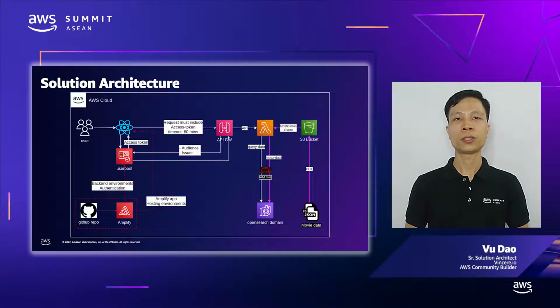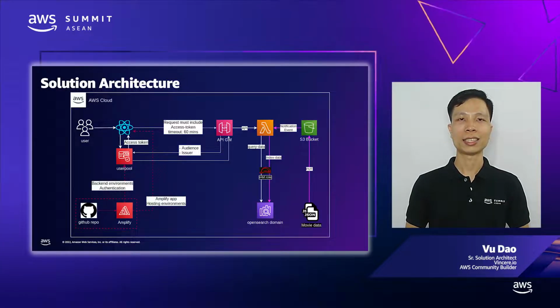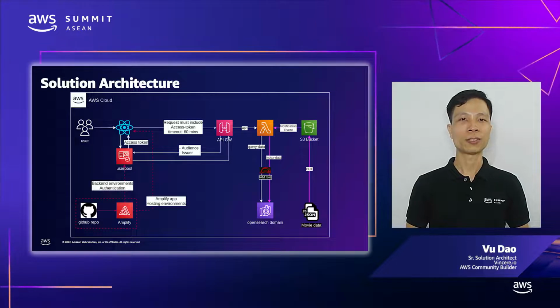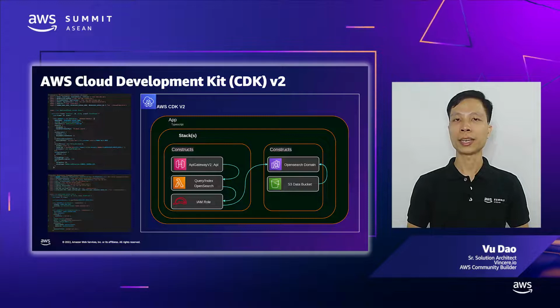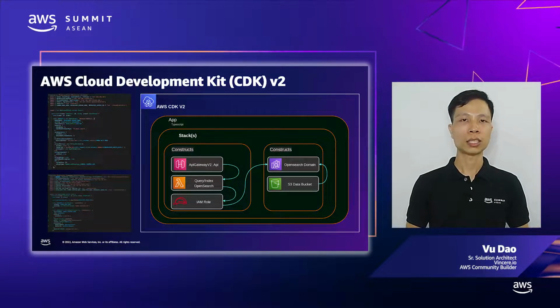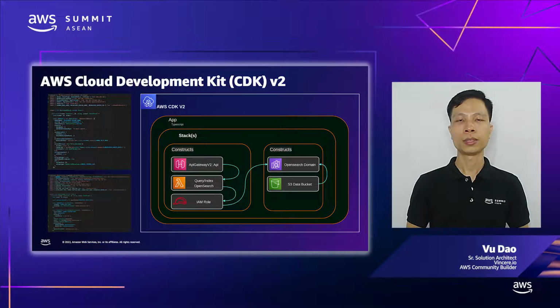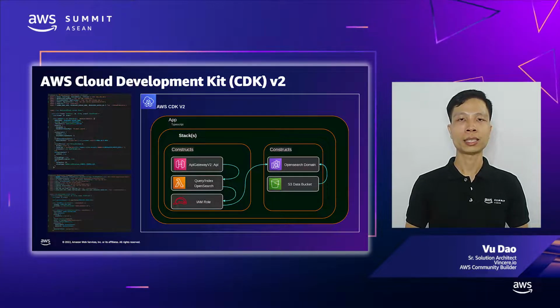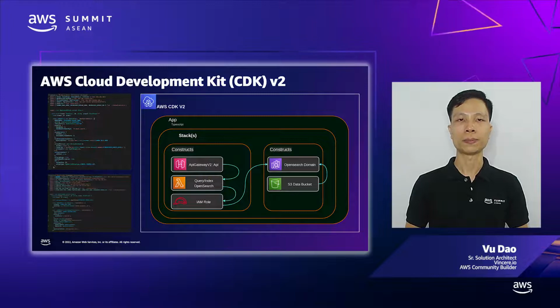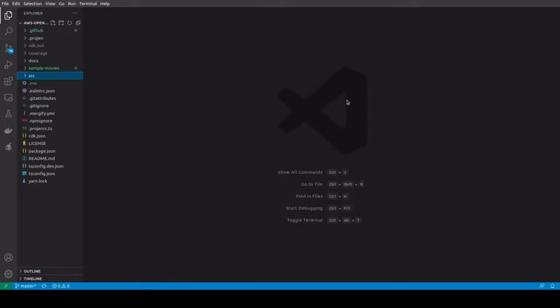Here is the flow to map all things together. This is simple and straightforward. Except for the components which are created by Amplify, such as Cognito User Pool and Web UI, the others will be created by CDK v2 in my demo. I'm going to create the OpenSearch stack and other resources as the backend of the web app.